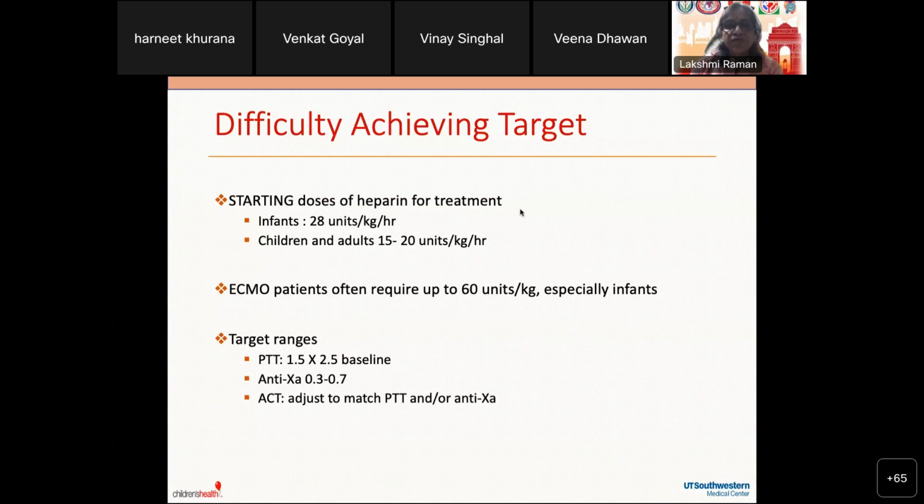And if you have patients in DIC and things like that, it is often helpful to have a baseline. That is why we target a PTT of 1.5 to 2.5 times the baseline. And anti-10A, as I again mentioned, for a high-risk bleeding patient versus a low-risk bleeding patient, we change our targets. And then we adjust our ACT based on what the PTT and anti-10A goal is. Next slide, please.